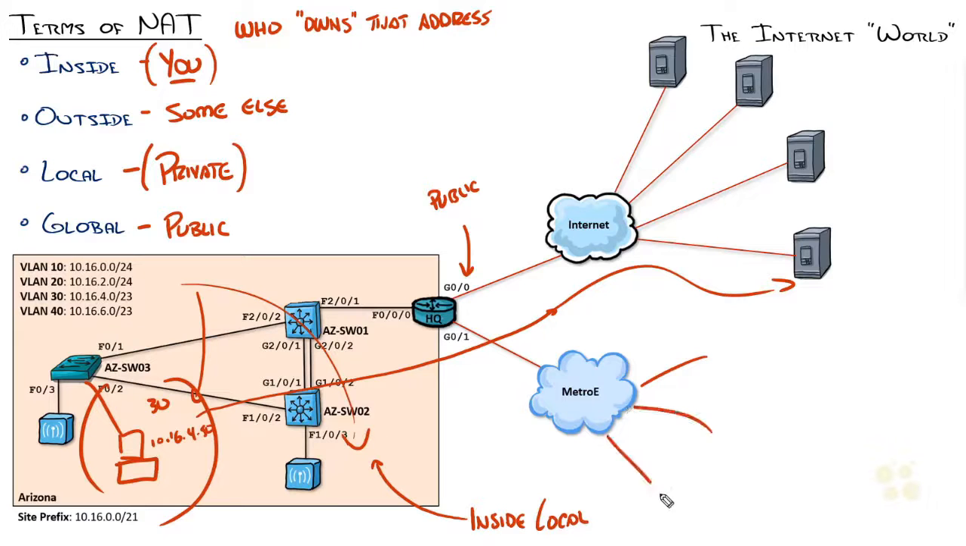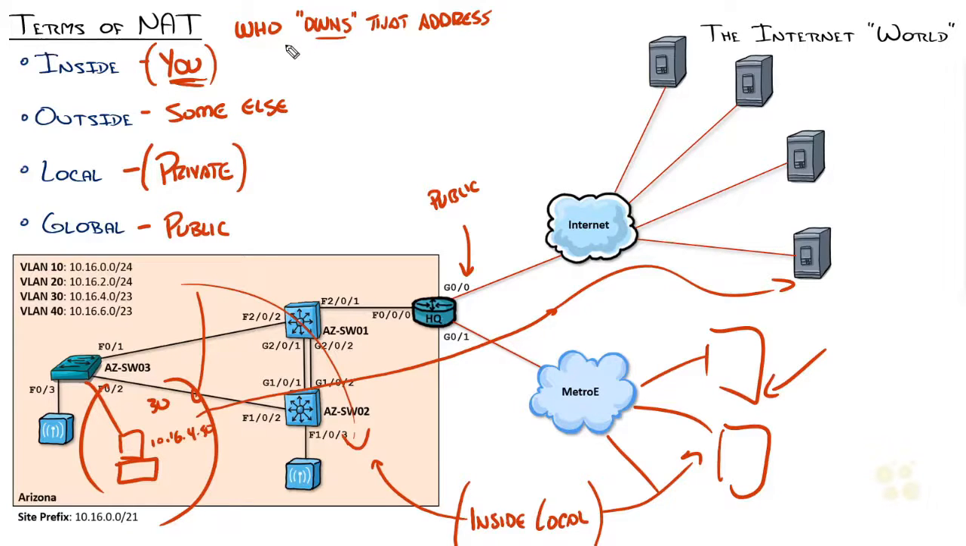So you can think of all of these, I mean, you have other sites crossing the Metro E. They also have private addresses. Inside local. By far, in this picture, the vast majority of the private addresses, well, all of them, are inside local. You own them. You design them. They are under your control. And so maybe that'd be better than own. Owning is such a powerful word. So they're under your control.